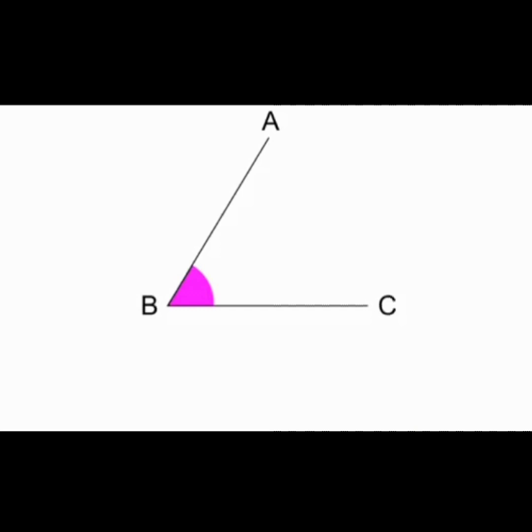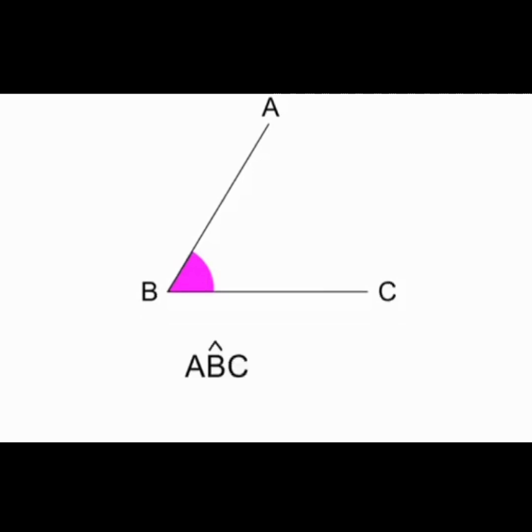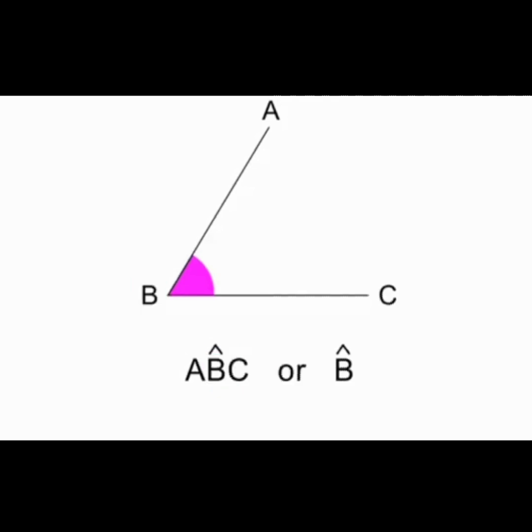Here we have an angle. What is the name of the angle? One way to name it is angle ABC. The letter B is in the middle of the name because the angle is at B. We can also name it angle B because there is only one angle at B.